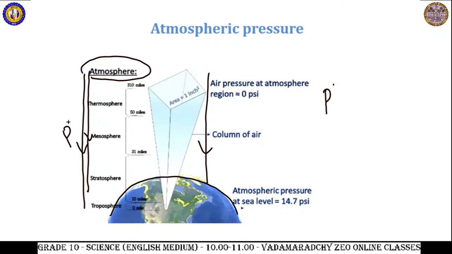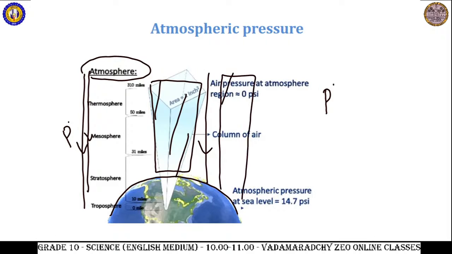Okay, this is the air column. We know this air column has some weight. Due to this weight of the air column, in all the atmosphere, atmospheric pressure will be generated. Atmospheric pressure will be exerted.